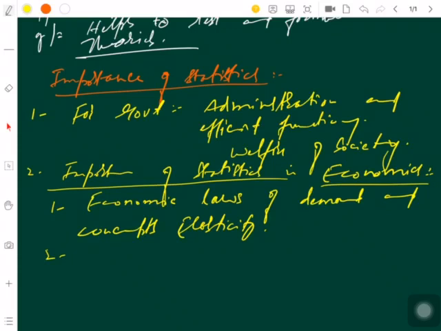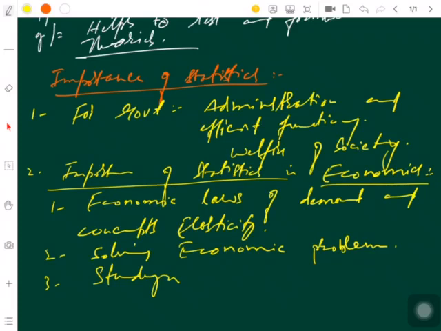Number second, it helps us in solving economic problems. You see, when we'll be done with this lockdown and all, the economy is hit, it is to be mended again. So these economic problems will be solved on the basis of the statistical data only. Number three, it helps us in studying what? Market structure.